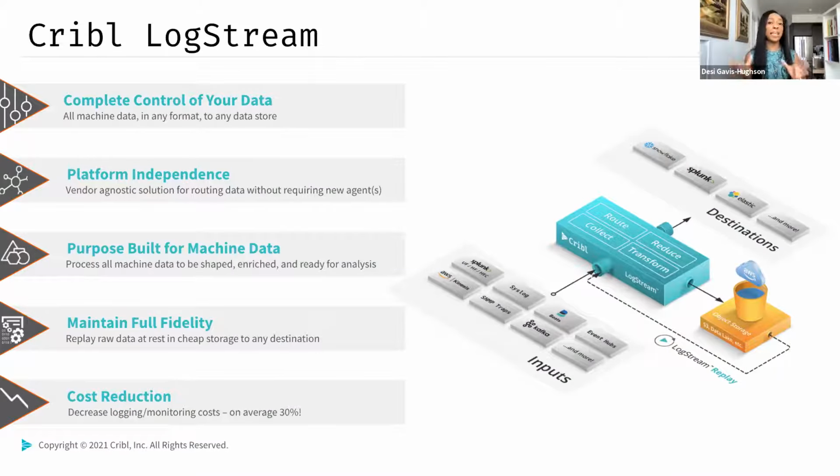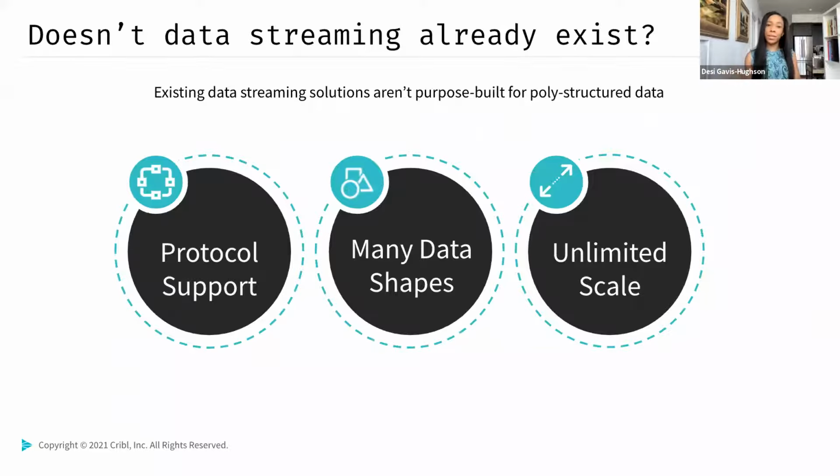Logstream is going to give you a vendor-agnostic solution to route data to and from any tooling source or destination. So regardless of which tools you're using, Logstream can help centralize the forwarding of all your machine data, get it to the right destination, and ensure it's shaped, enriched with whatever information you need, and ready for analysis, or simply just on standby for when it might be needed in the future. And lastly, Cribl Logstream significantly decreases an organization's logging and monitoring costs, saving customers about 30% of infrastructure costs on average.